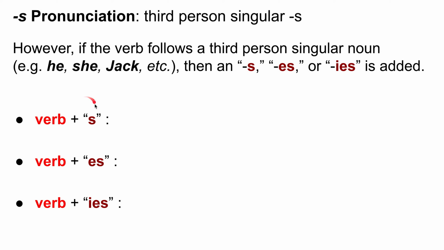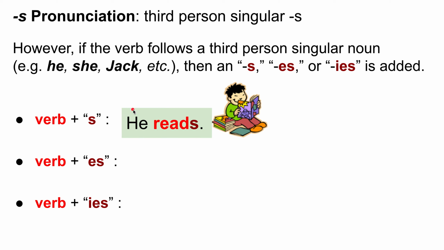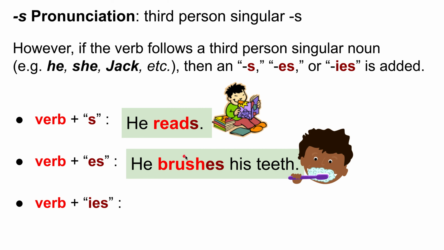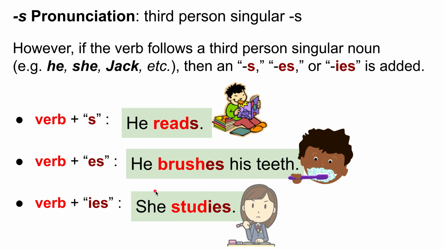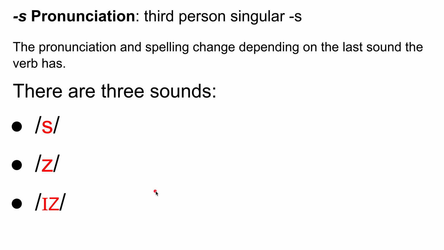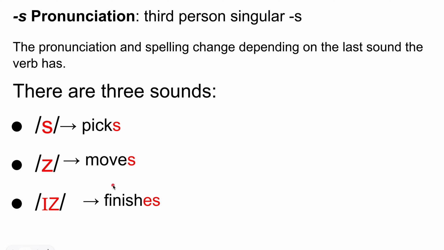For example, verb plus s, he reads. Verb plus es, he brushes his teeth. Verb plus ies, she studies. The pronunciation and spelling change depending on the last sound the verb has. There are three different pronunciations. The first one is s, as in picks, z, as in moves, and iz, as in finishes. Let's explore these different pronunciations and when they occur more.